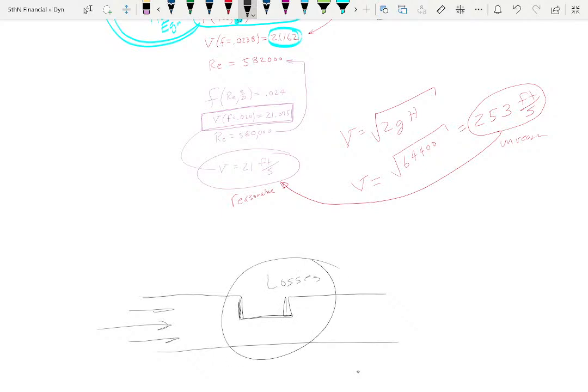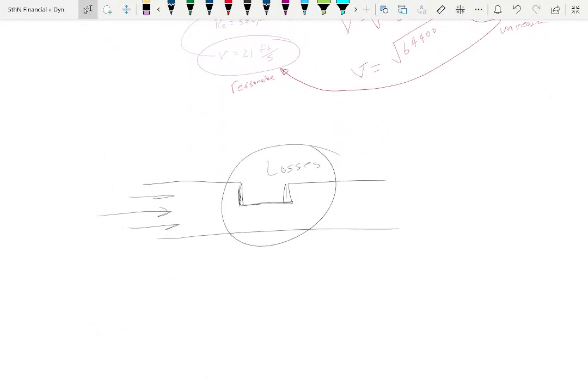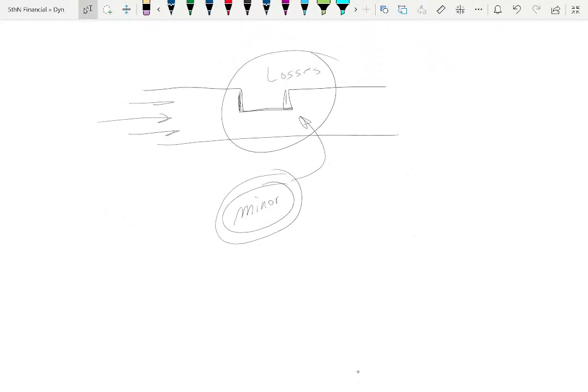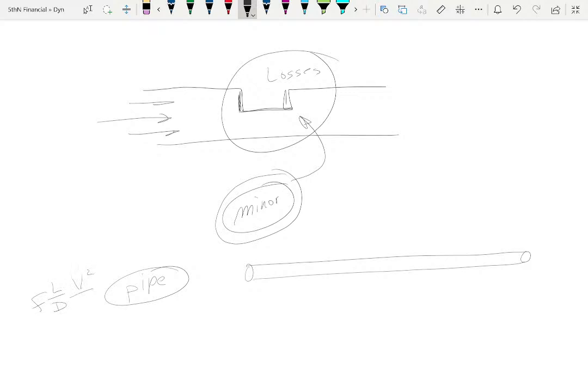So there's two ways to do that. And these are often termed, or always called, minor losses. But that has nothing to do with the size of it. Sometimes these are larger than the pipe losses. So there's two types of losses. There's pipe losses, the loss as you go down a whole length of pipe, and that follows the equation f L over D times V squared over 2g.